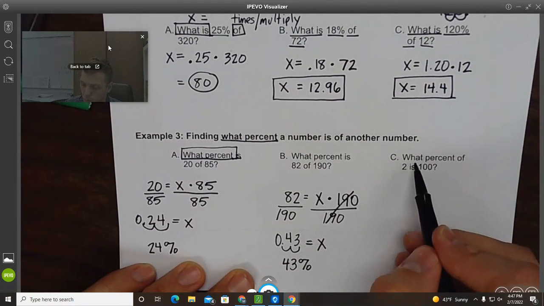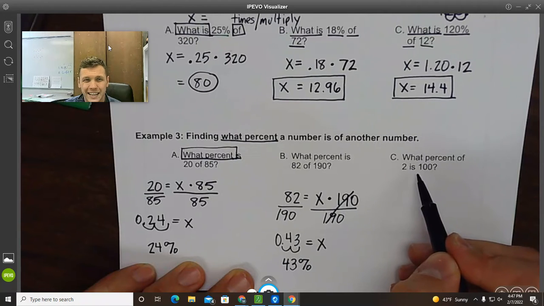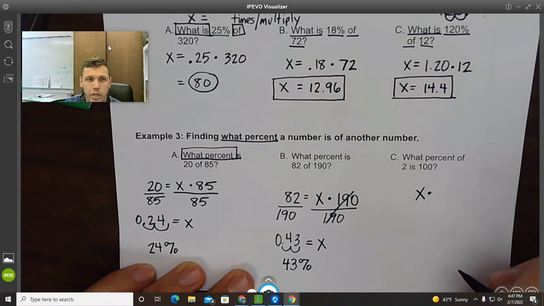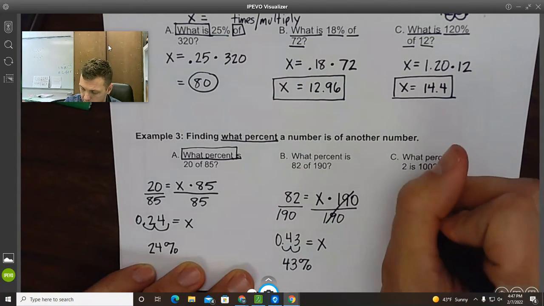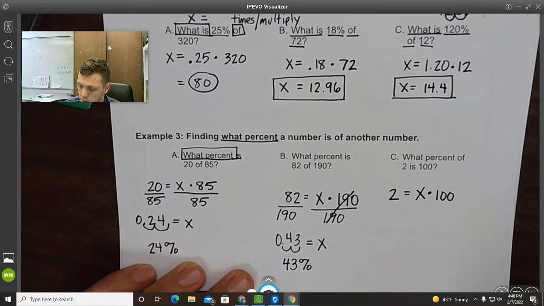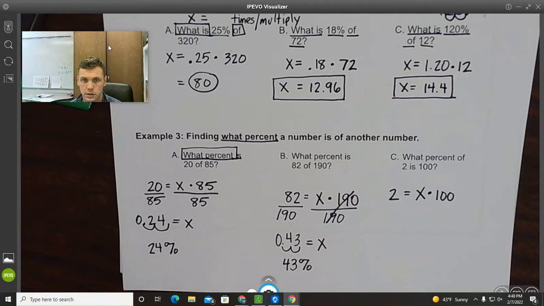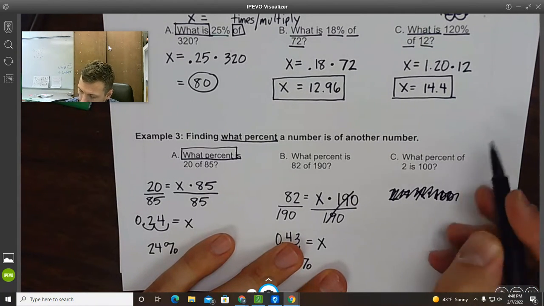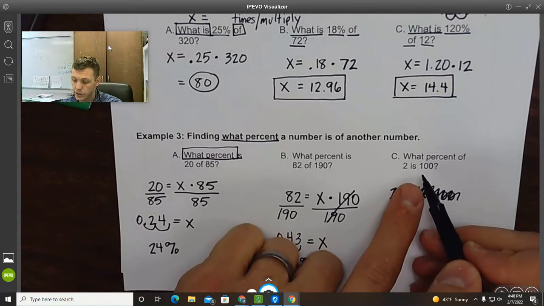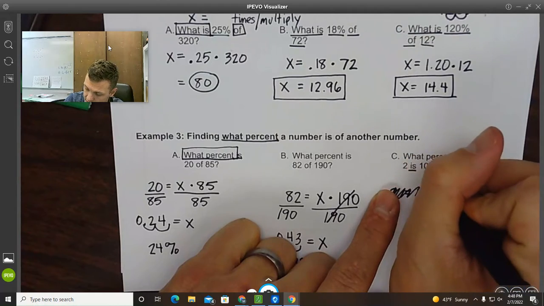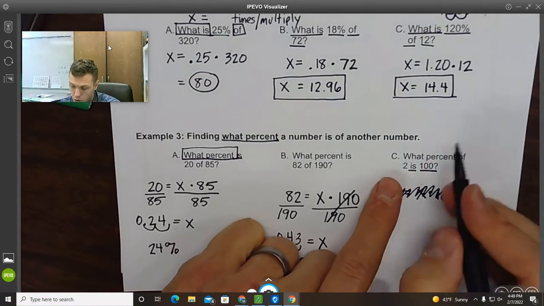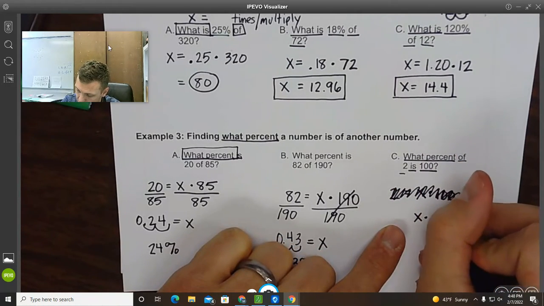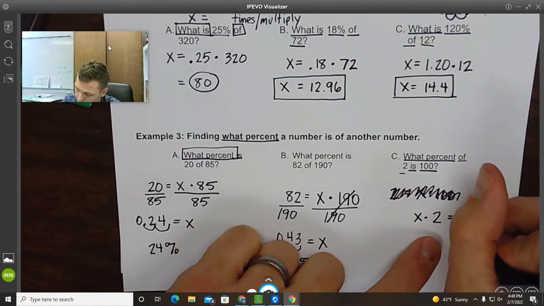Okay, last question. What percent of 2 is 100? We are looking for the percent, the number that we multiply by 2 to get an answer of 100. Oh, sorry, this one's worded a little bit differently. What percent of 2 is 100? Do you see here where it says is 100? We're saying what percent times 2, so that's x times 2 is 100.